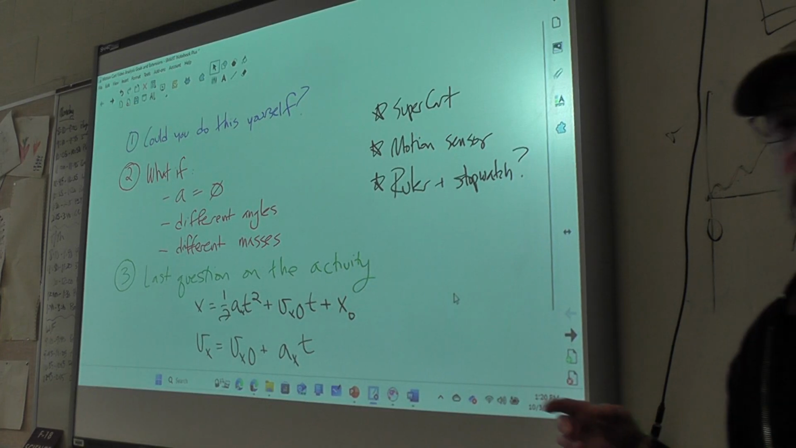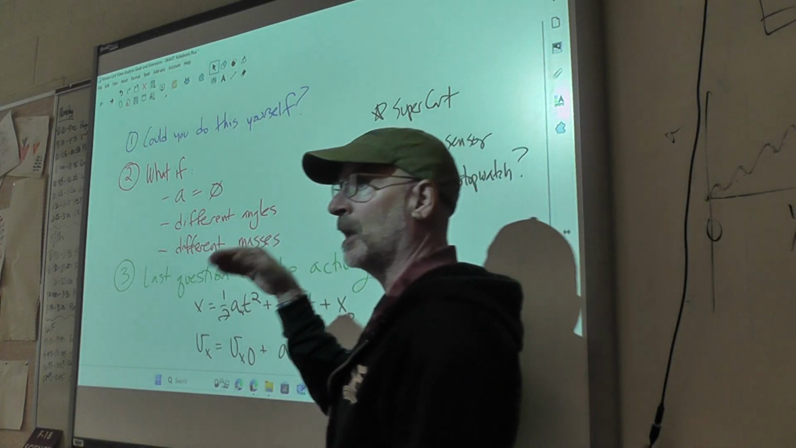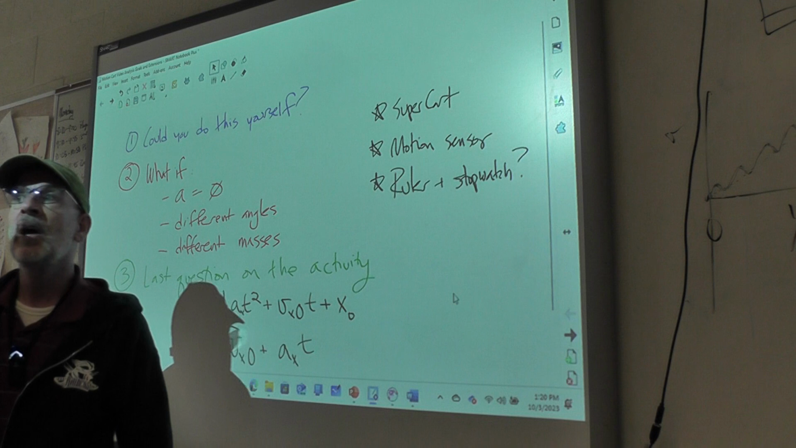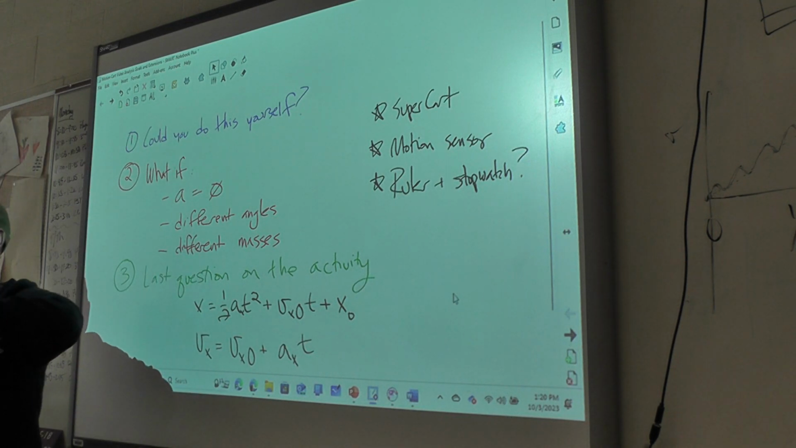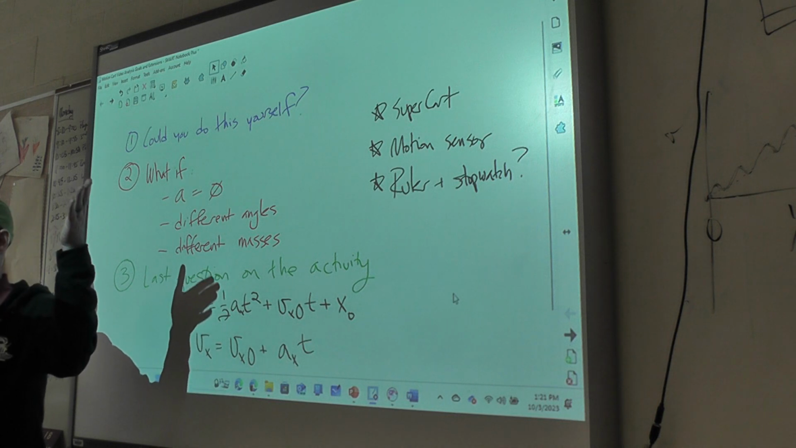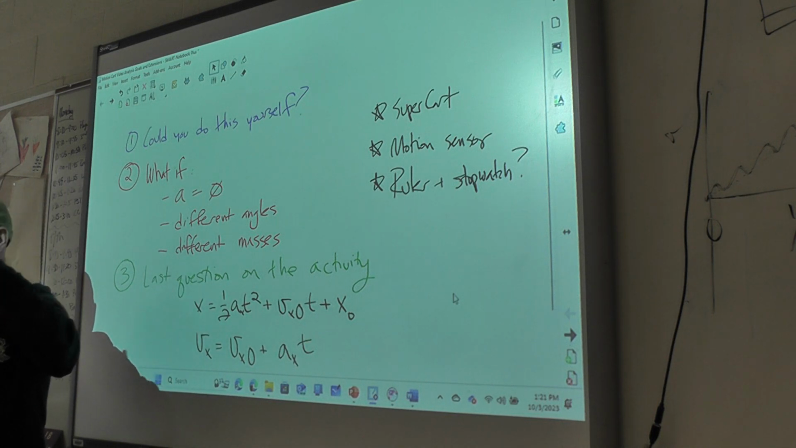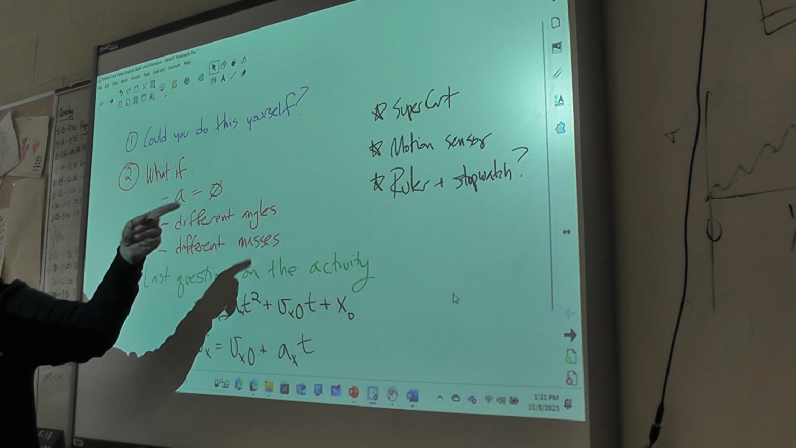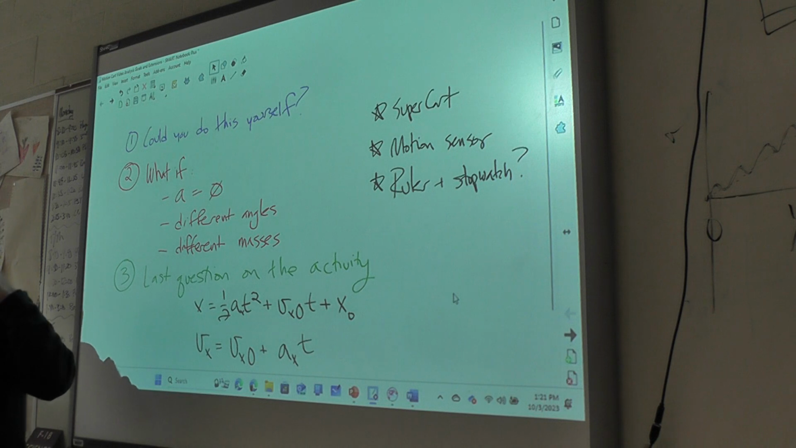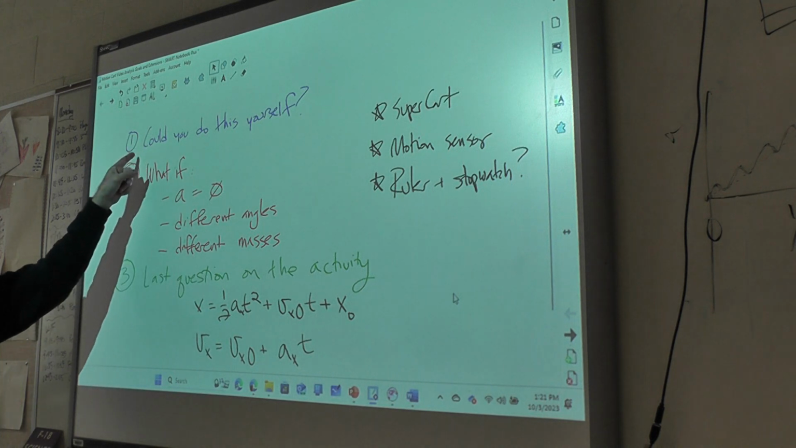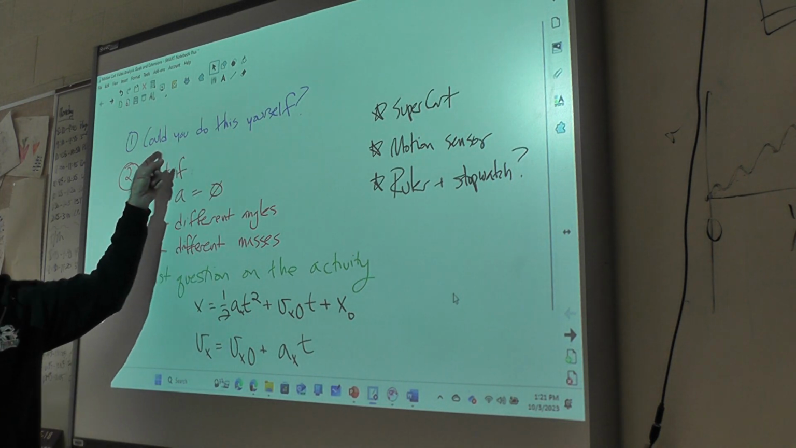A couple of things that you can think about if you feel like you've done this. The first is, if I gave you a video and you put it into Tracker, could you use that video to plot position points, then do a parabolic curve fit, and tell me what the acceleration, initial velocity, and potentially initial position of that object was? That is what this means. Could you do this yourself?